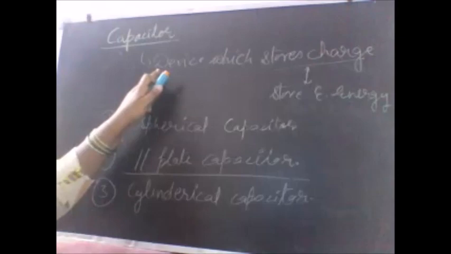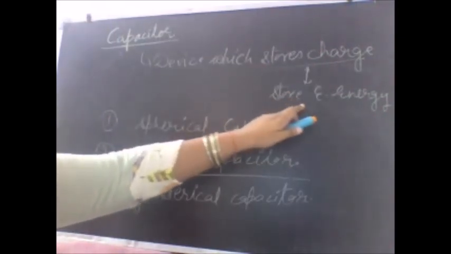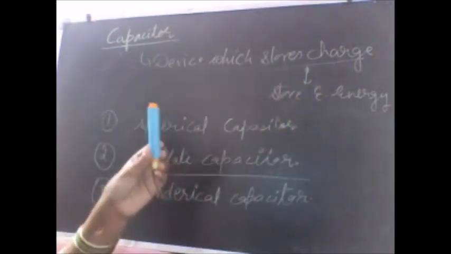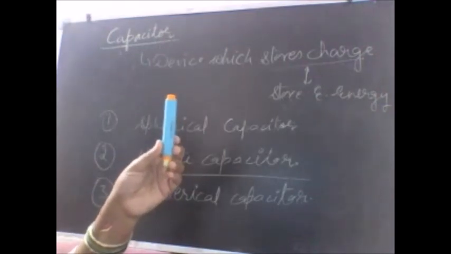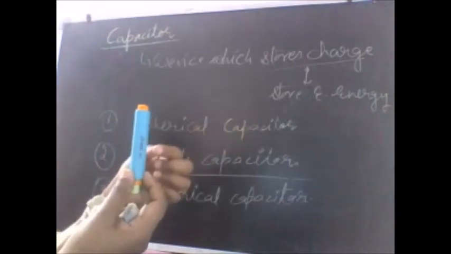So we can redefine it saying that this is a device which also stores electrical energy. How can we prove this? For example, this is a conductor which is positively charged. I want to give some more charge to this. Isn't it that I need to do some effort?